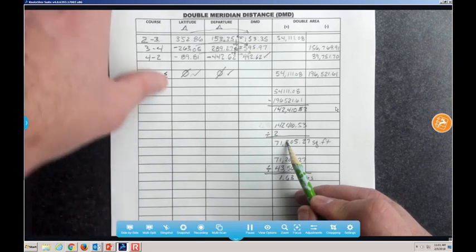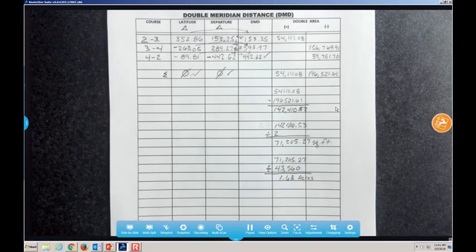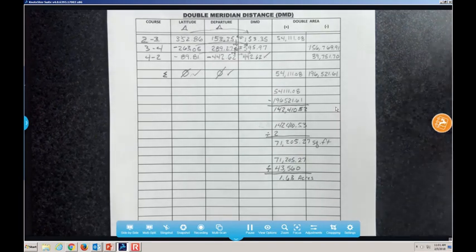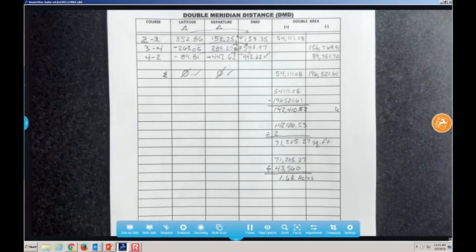Okay? Any questions on that? Pretty straightforward, as long as you can figure out what the change in the coordinates are.